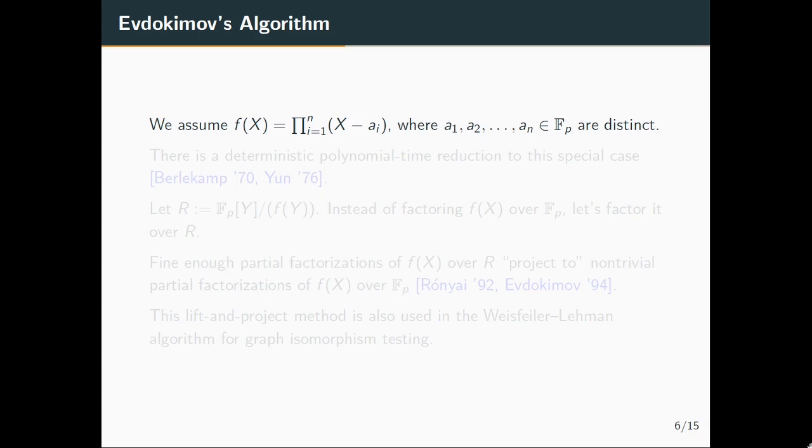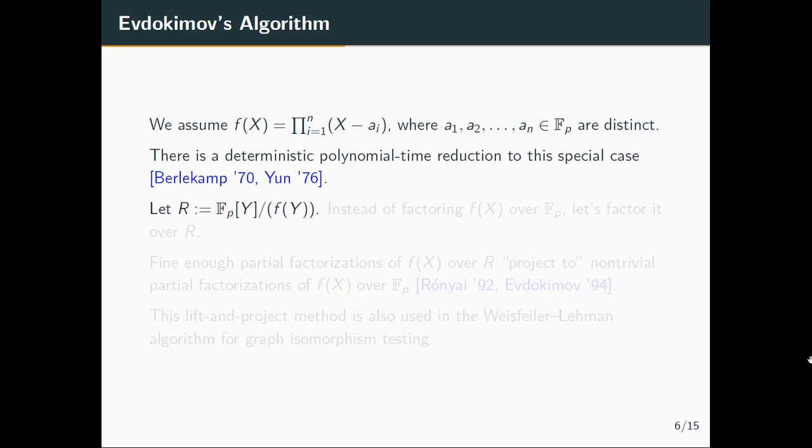So to explain Evdokimov's algorithm, let's first assume we are in a special case where the polynomial f(x) splits into a product of distinct linear forms over a prime field F_p. And this assumption is fun because in the literature there exists a deterministic polynomial time reduction from the general problem to this special case. Then we define a ring R as follows. We introduce a new variable y and define R to be F_p[y], the polynomial ring F_p[y] modulo f(y).